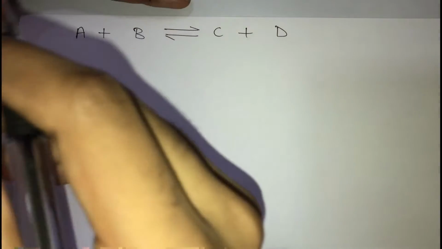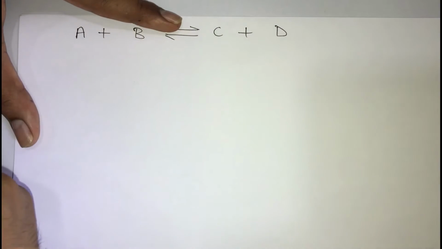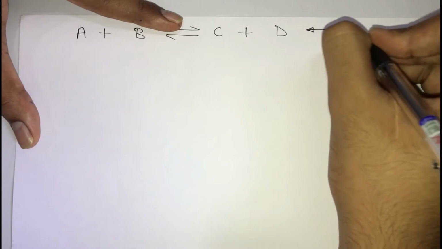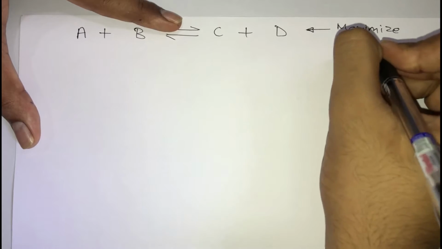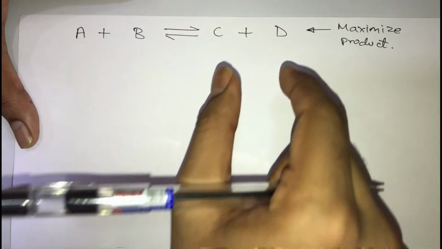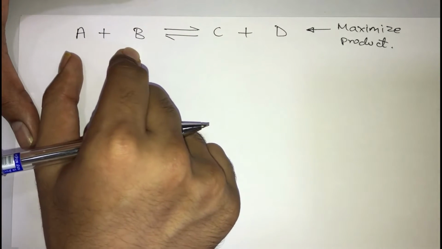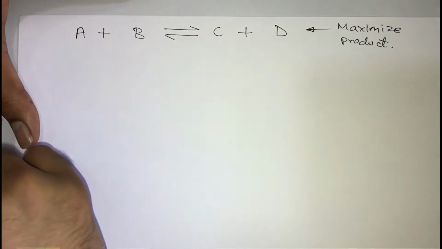Now, let's assume that you are a manufacturer of C and D. Since you are a manufacturer of C and D, your desire will obviously be to maximize the product. Am I right? You would like to create the maximum amount of product from the raw materials. Okay. Now, let us understand this equation.